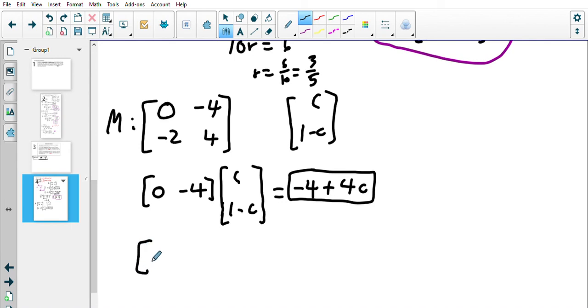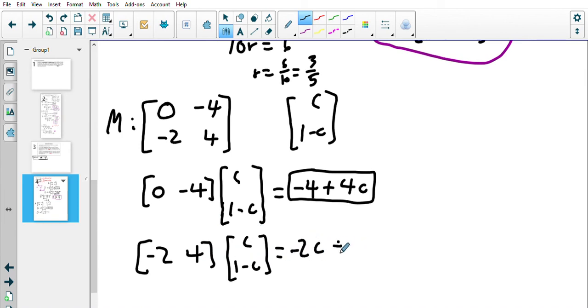And we'll play it against the second row. Negative 2 times C, negative 2C. 4 times 1 minus C, plus 4 minus 4C. Or negative 6C plus 4.